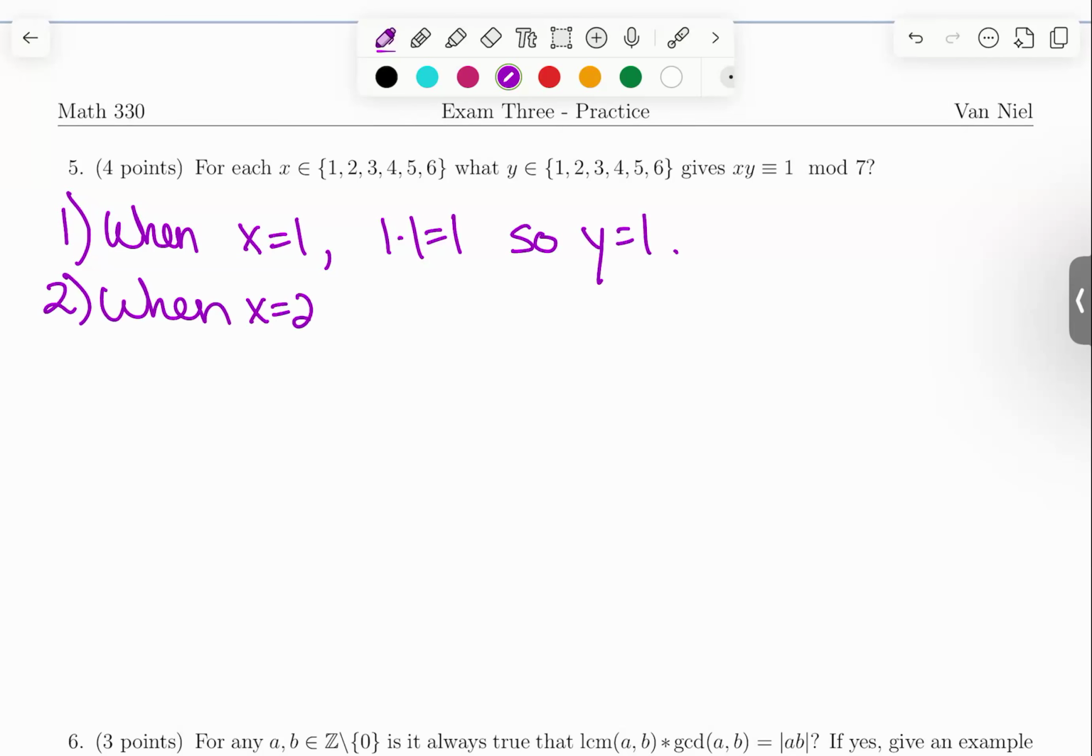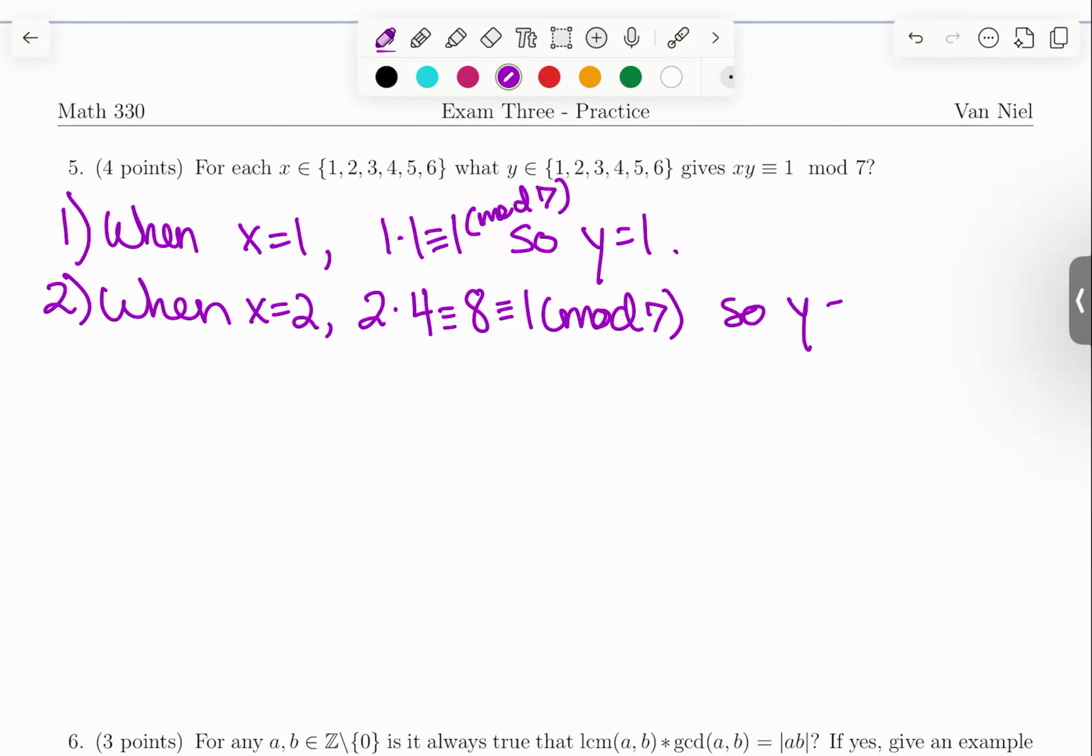When x is 2, 2 times what would give me 1 mod 7? Well, 8 is 1 mod 7, so 2 times 4, well, let's do equivalence. I should have done that up here too, sorry. So y equals 4.